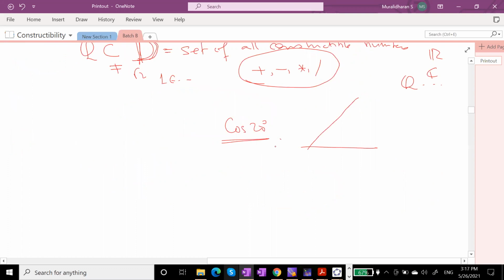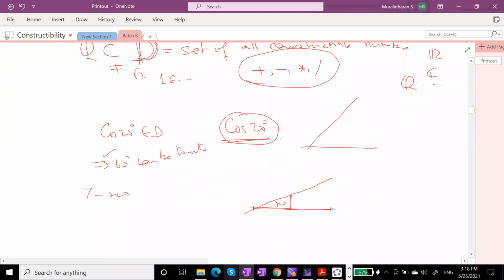Because if I can construct cos 20 degrees, what does that mean? If I take this length as 1, and I construct this 20 degrees, then once I can construct 20 degrees, I can always construct cos 20 degrees and vice versa. So if I have cos 20 degrees in D, that would mean 60 degrees can be trisected. Correct? Yes, 60 degrees can be trisected. That's what is possible.